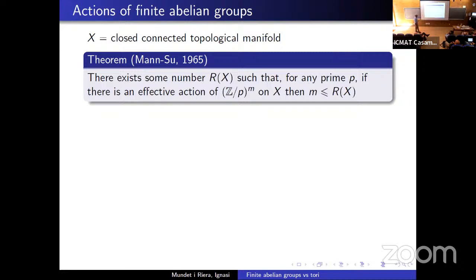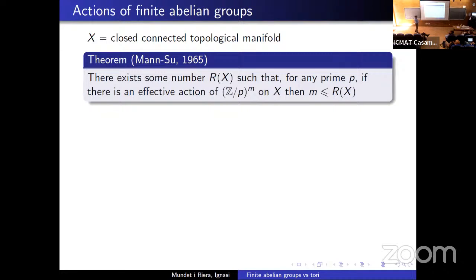And for actions of finite abelian groups, there is a very important result of the 60s by Mann and Su, which states the following. You assume that X is a closed connected topological manifold. Then the theorem states that there is an upper bound on the rank of these, called the elementary abelian groups that can act effectively on X. Namely, there is R of X such that if for some prime p, (Z mod p)^m acts on X, then m cannot be bigger than this R of X. Okay, and of course, the important thing here is that R of X is independent of the prime p.